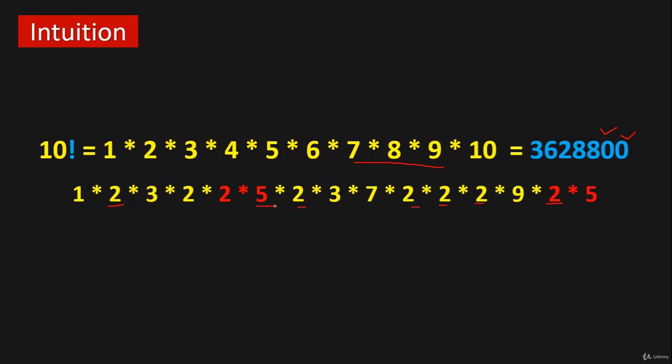But we have only 2 multiples of 5, so if we can find the total multiples of 5, then we can have the answer. Here we see we multiply 2 by 5 twice, here and here. So we have 2 trailing zeros. Our goal is to find the number of multiples of 5. 2 appears in this factorial 8 times and 5 appears only twice. So we can get the number of trailing zeros by calculating the number of multiples of 5.